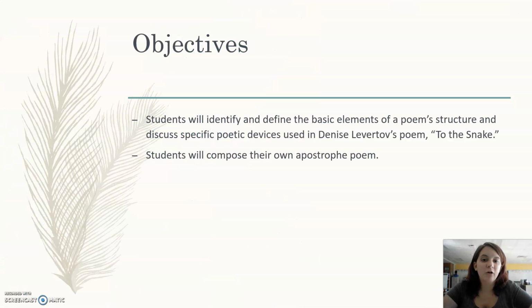Our objectives for today are to identify and define the basic elements of a poem structure and to discuss those poetic devices in the poem To the Snake. And we're going to compose our own apostrophe poem.